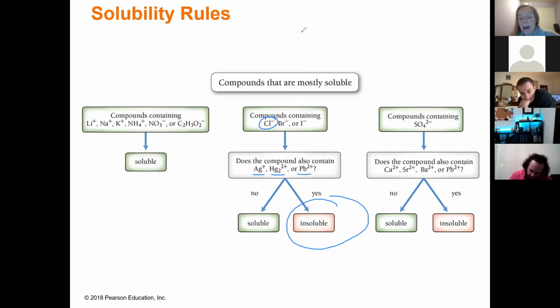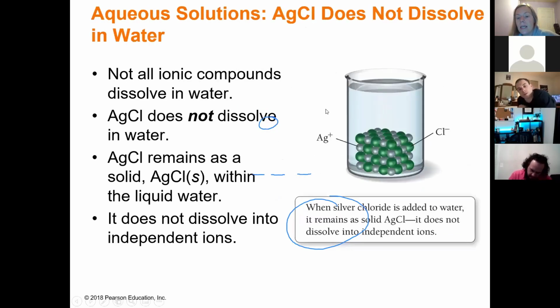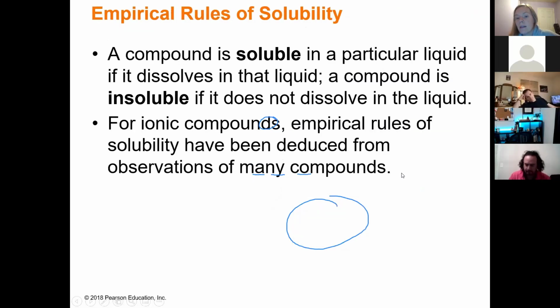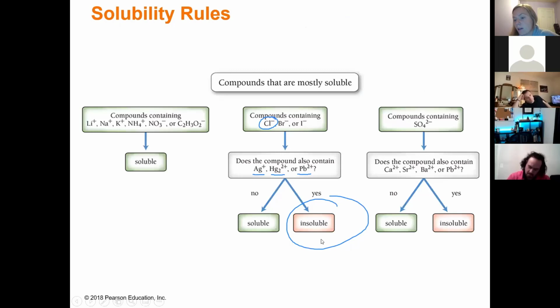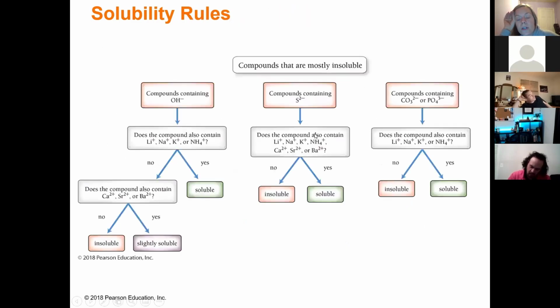So that's what happened in that previous slide. Here silver came together with chlorine. That is a magic combination that creates something insoluble. Sulfate, for the most part, is a soluble material unless it happens to be combined with these things. Again, these are a set of tables, rules. I would not expect you to fill your brain with all this information, but you do need to be able to reference it. There's another chart here.